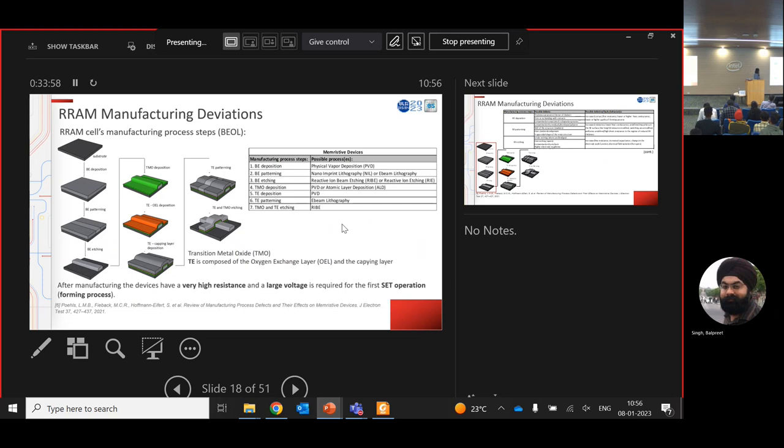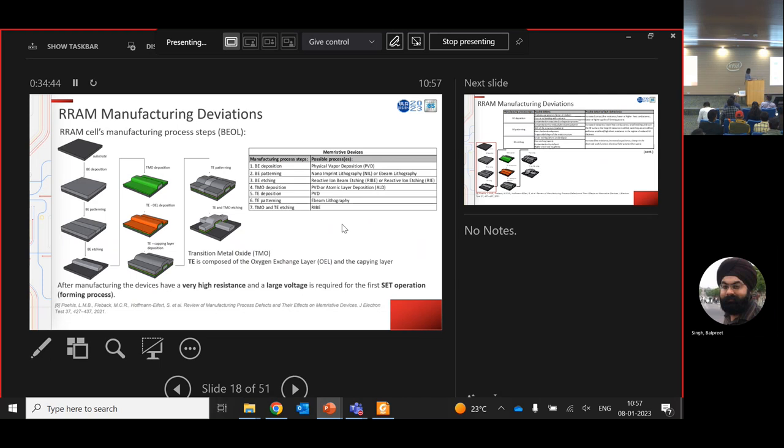It's a realistic flow. Of course, you can adopt different materials for the electrode or for this TMO part. The idea was to understand, for each manufacturing process step, the possible processes that we can adopt. For example, here you can adopt for etching, reactive ion beam etching or reactive ion etching. And so you have different kinds of sub-processes. And the idea was basically, on these steps, what you can identify.